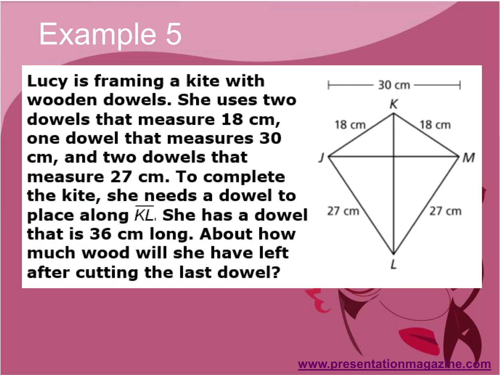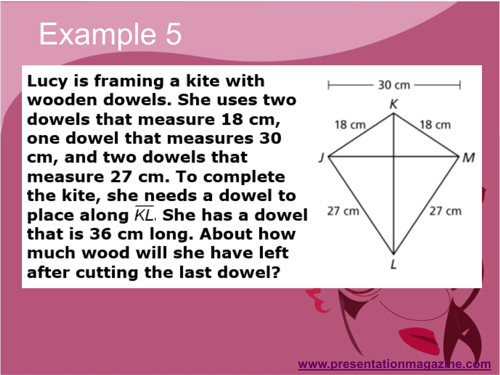And now for this last example, Lucy is framing a kite with wooden dowels, and she uses 2 dowels that measure 18 centimeters and 1 dowel that measures 30 centimeters. 2 dowels that measure 27 centimeters complete the kite, and then she needs a dowel to place along KL. She has a dowel that is 36 centimeters long. About how much wood will she have left after cutting the last 2 dowels?